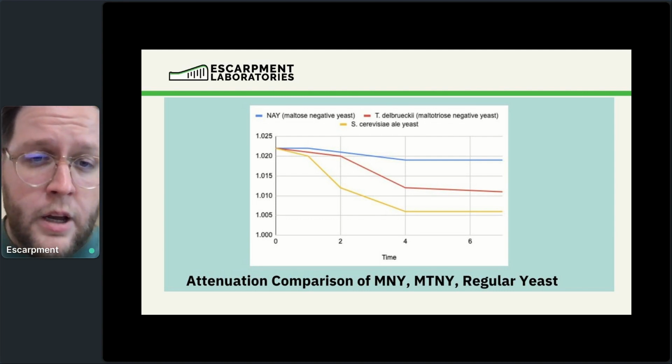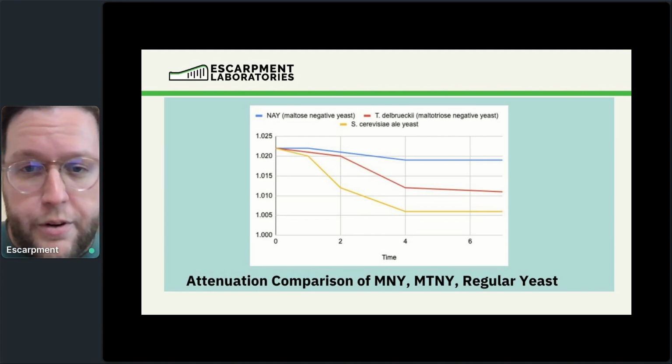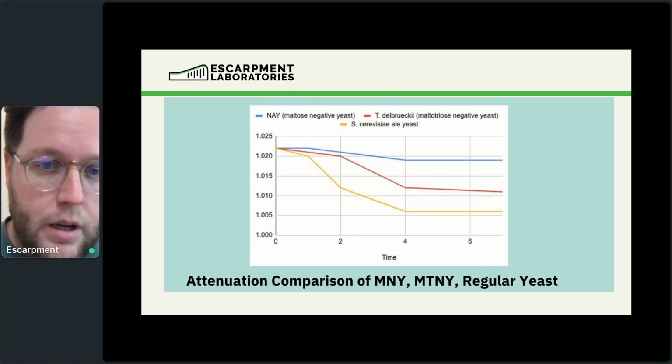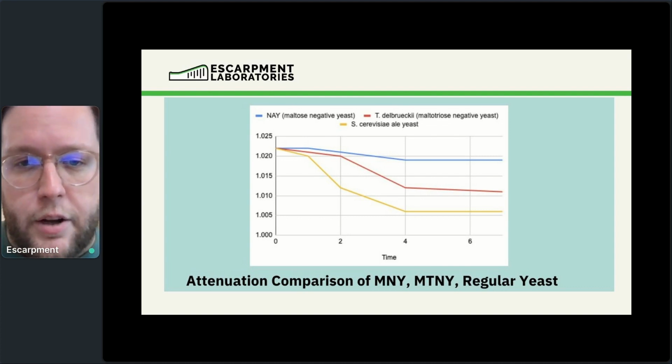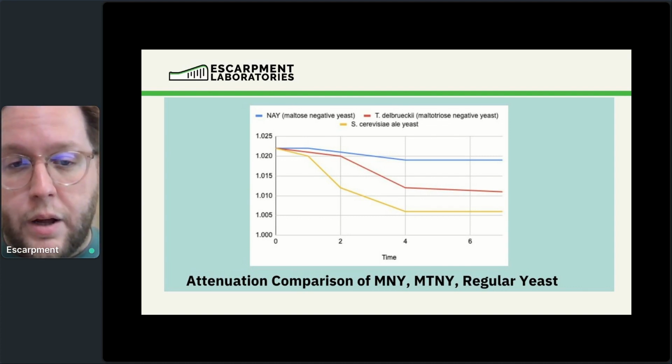So that's a strain of Torulaspora delbrueckii, which is a pretty interesting alternative yeast. And then also a Saccharomyces cerevisiae yeast as well that would have what we would think would be the expected attenuation in that wort. So you can see those differences, right?